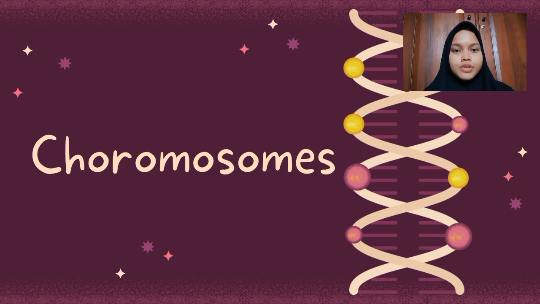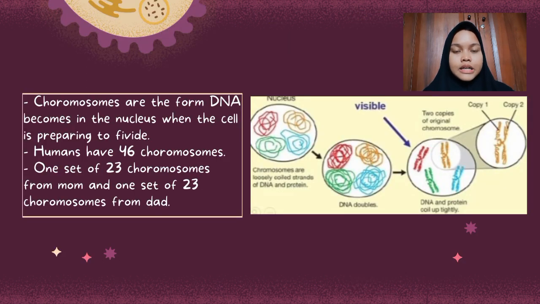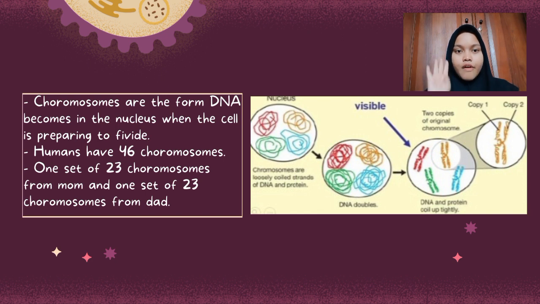Let's start with chromosomes. Chromosomes are the filamentous bodies present in the eukaryotic nucleus. Chemically, eukaryotic chromosomes are made up of DNA, histone, and non-histone protein. Let me go back to what I said earlier about chromosomes. Firstly, chromosomes are what DNA becomes in the nucleus when the cell is preparing to divide. Secondly, humans have 46 chromosomes, one set of 23 chromosomes from mom and one set of 23 chromosomes from dad.